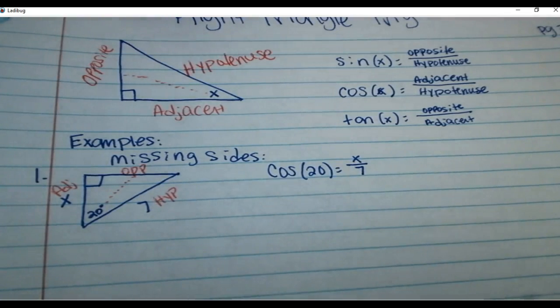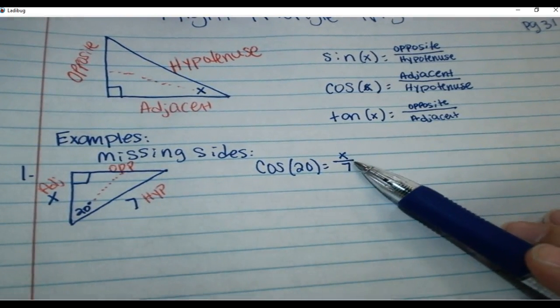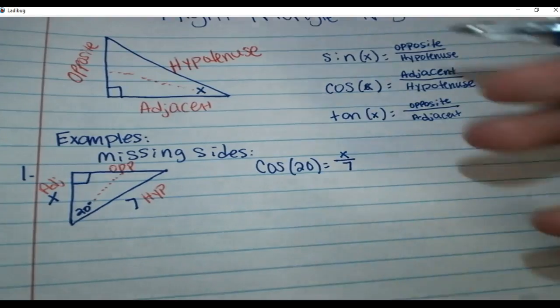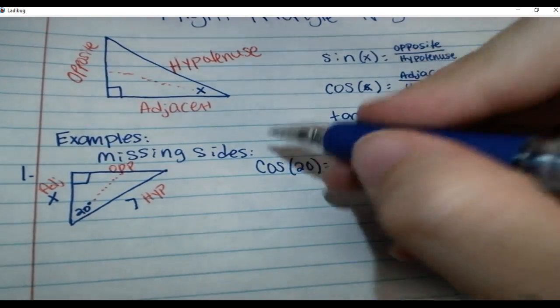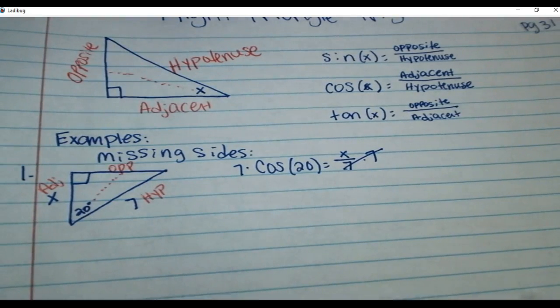Then you want to solve for x because you're trying to figure out whatever it is. In this one, it's x divided by 7. How do I get rid of divide by 7? Yeah, multiply by 7. So we times both sides by 7, and then my x is all by itself.